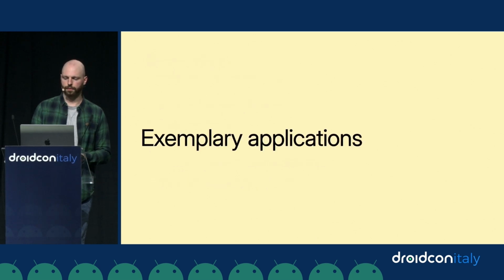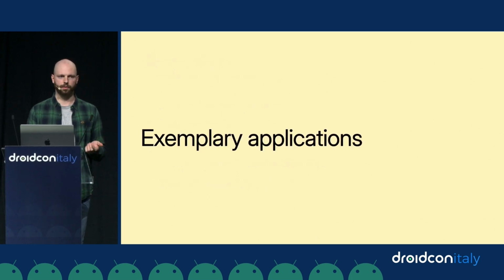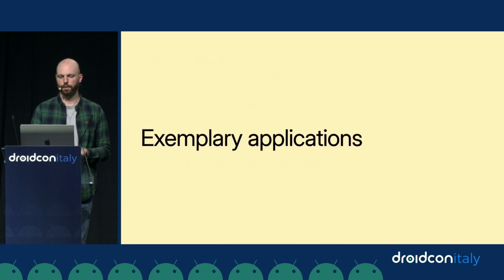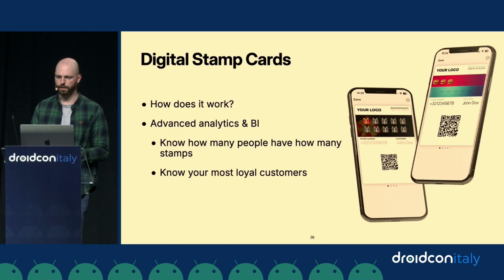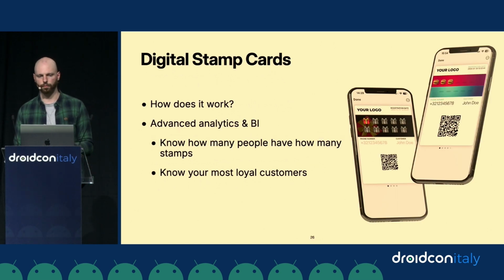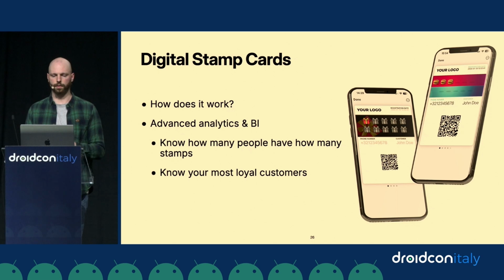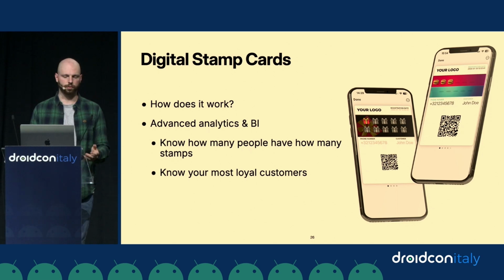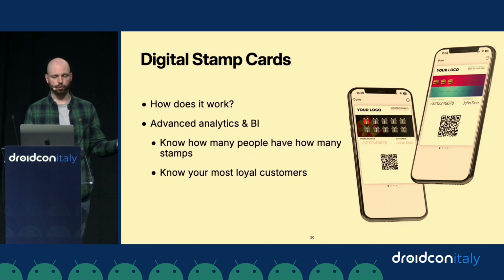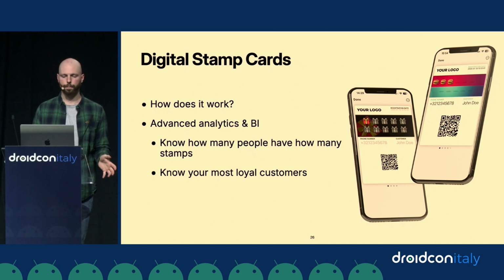Next up, some exemplary applications, which are a bit more elaborate than the simple cards I've shown before. So this is my favorite example of the whole framework. We can create digital stamp cards with the PassKit framework. And essentially it works like this. So again, you go to a store somewhere where you can collect stamps. You can, when you purchase something, scan the QR code.